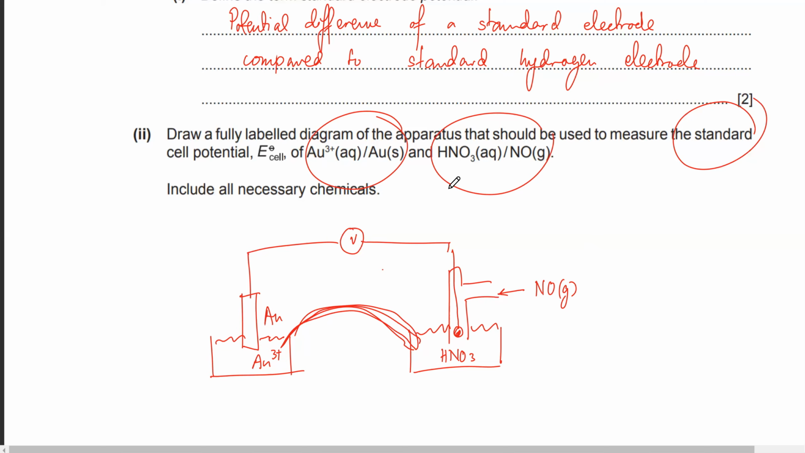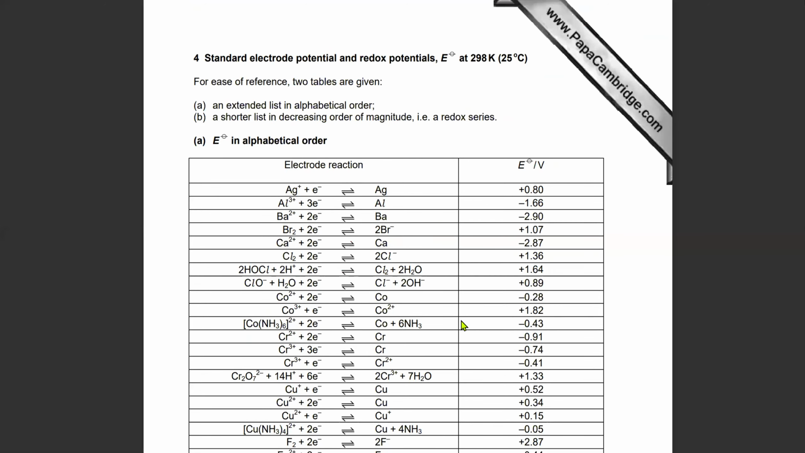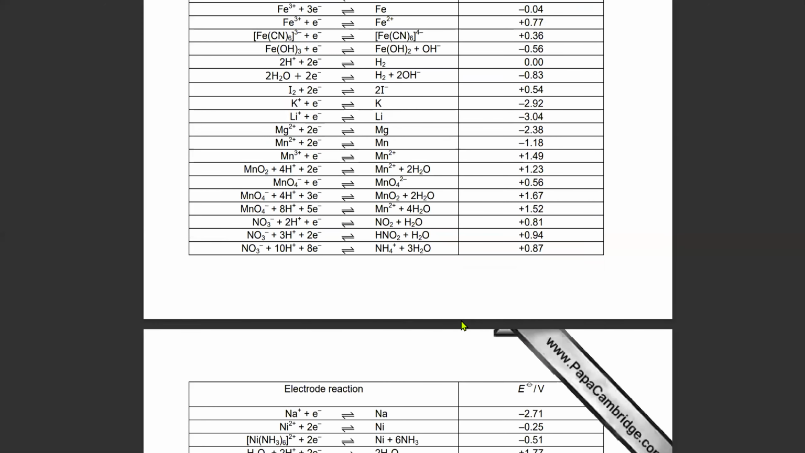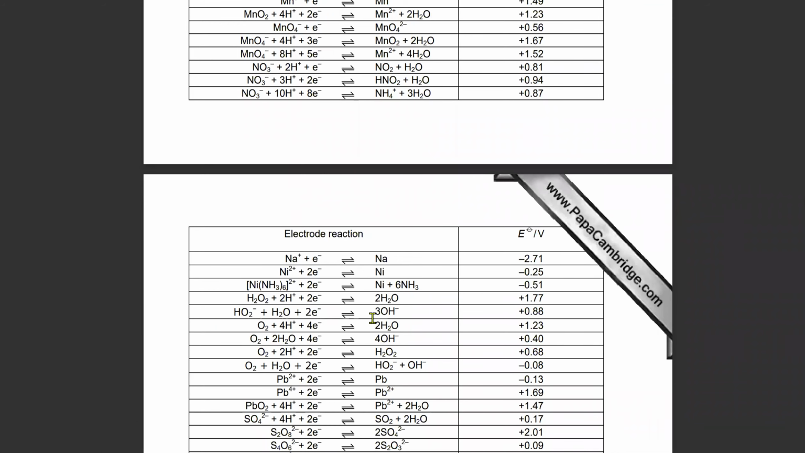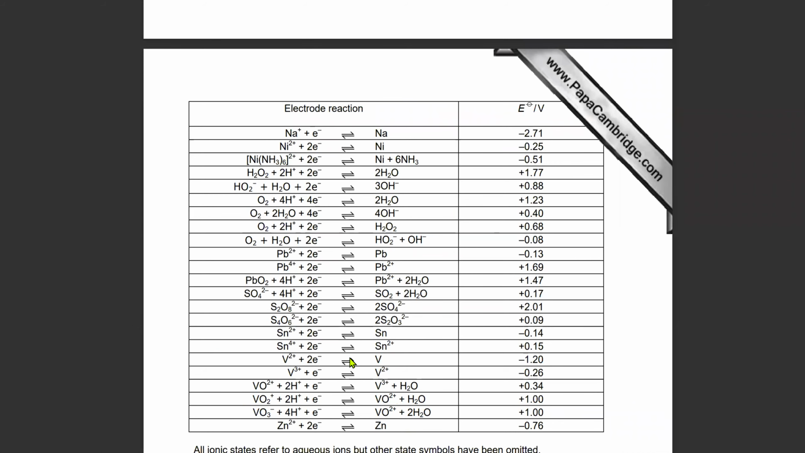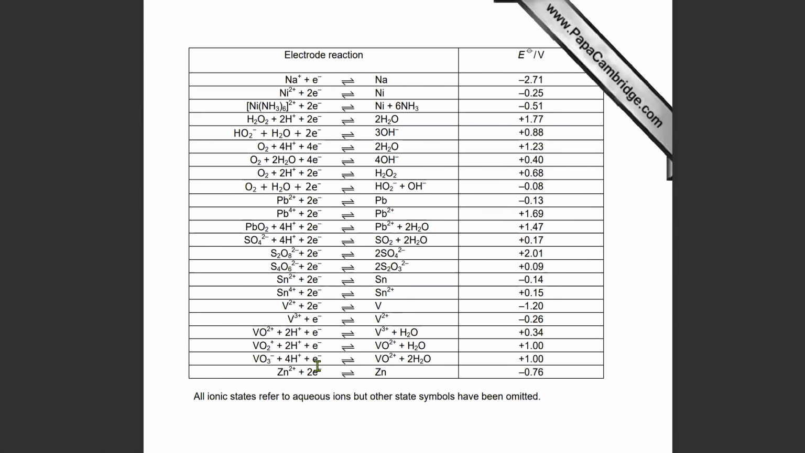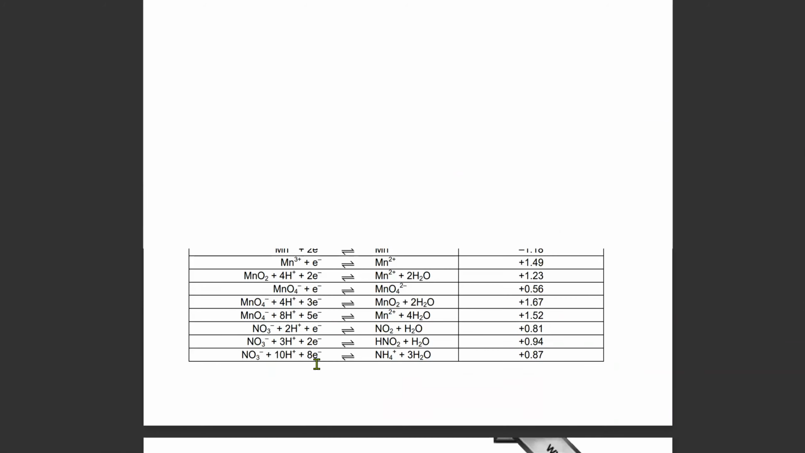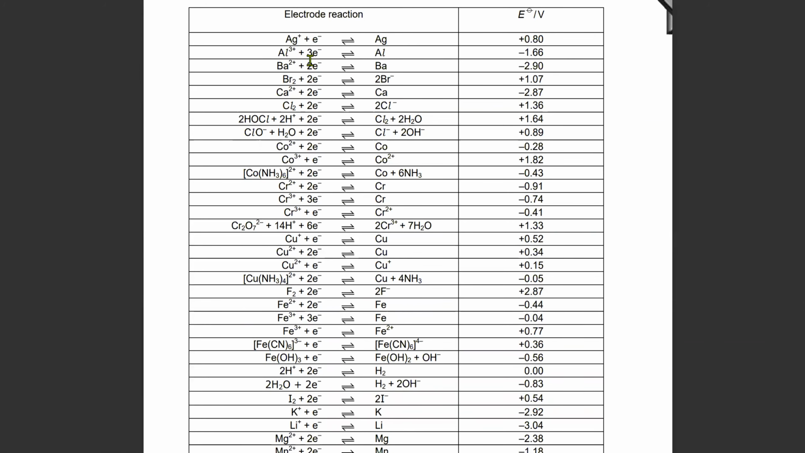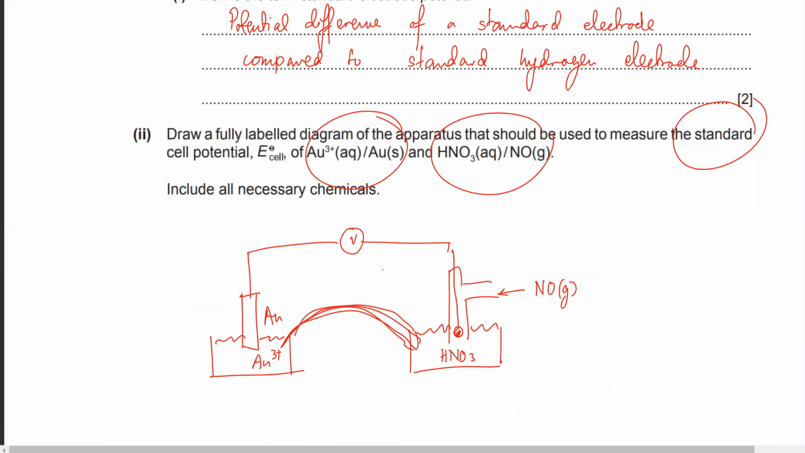They didn't tell you about the reaction, but nitric acid and NO, I don't think this reaction is given in the data booklet. If we can go and have a look, nitric acid and NO, I don't think anywhere there is NO gas. And there's no gold as well. If you go and find Au, there is no Au. So both of these electrodes, you don't know what the reaction is because they're not given in the data booklet.